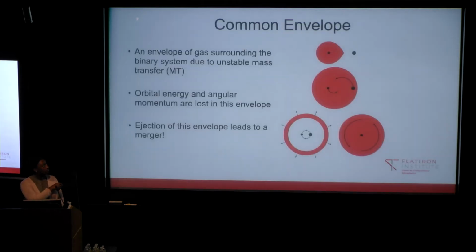The first thing we like to think about is the common envelope phase. The common envelope is an envelope of gas that surrounds the binary system due to the unstable mass transfer from the primary to the secondary. Usually, all of the orbital energy and the angular momentum from this orbit is lost in this envelope. What we need for a successful merger is the ejection of this envelope. We need it to go away because, as you can tell from the picture on the right, at the little circle on the left side, once we eject that envelope, we get two black holes that do merge. But when we don't, on the right, we get a stellar merger, which is not what we want to look at.